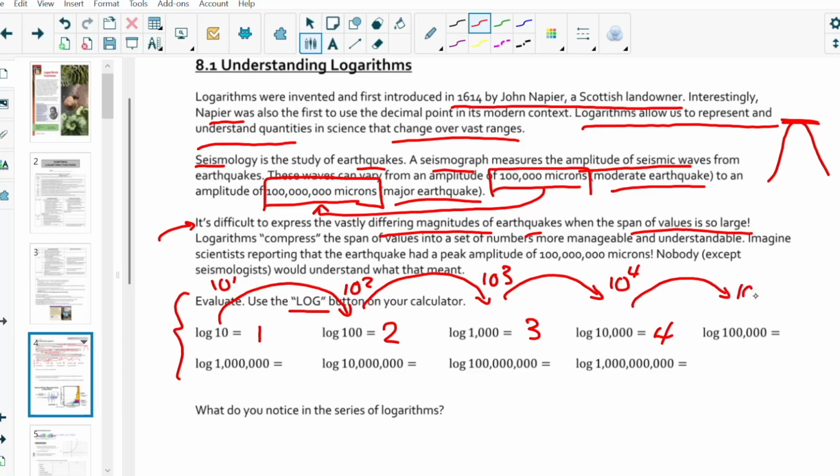Next one. 10 to the fifth. If you're going to guess 5, correct, right? So let me do it on the calculator. Log of 100,000. Okay. I'm going to just show you something real quick before we keep going here. An amplitude of 100,000 microns, that's a moderate earthquake. Well, now you know, log of 100,000, that's 5 on the Richter scale. If you ever wonder where that Richter scale number comes from, there it is, folks. Okay? Like magic. Look at that.